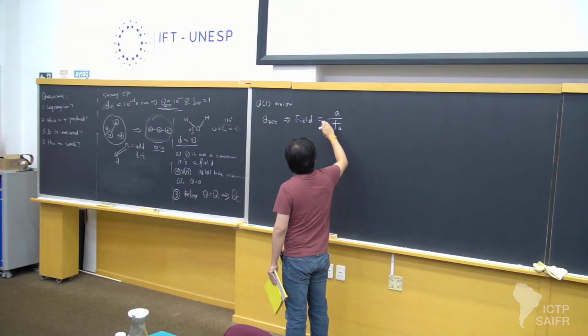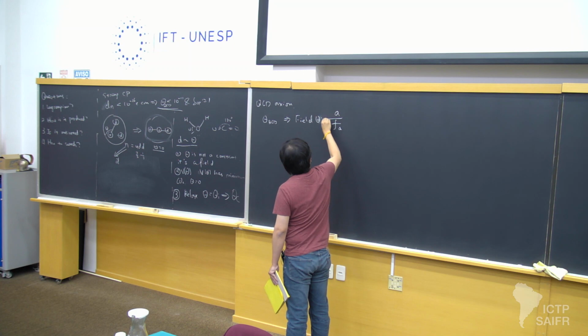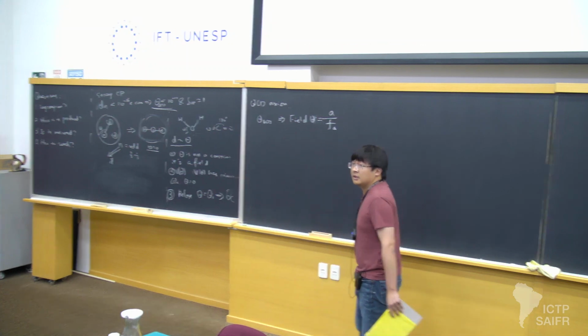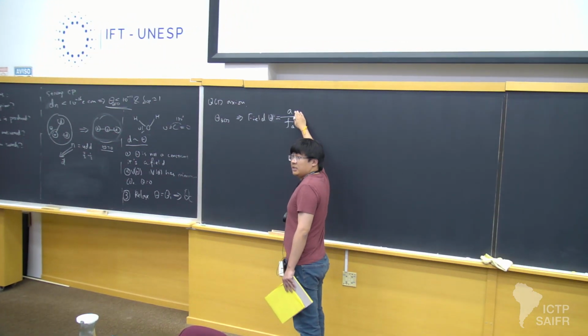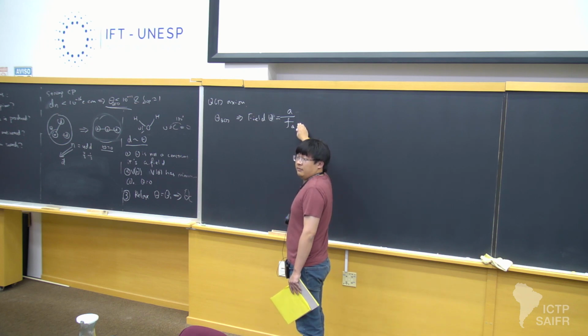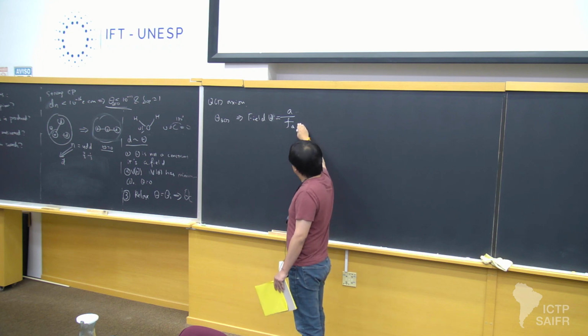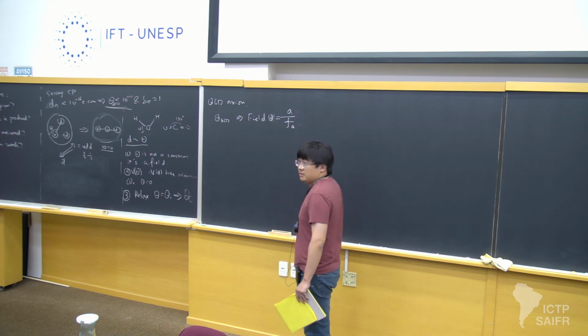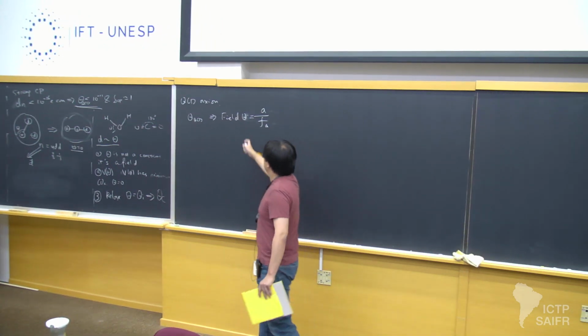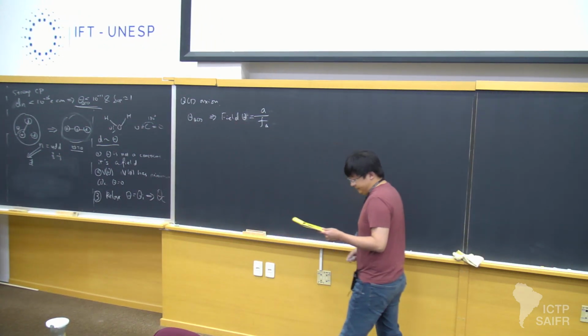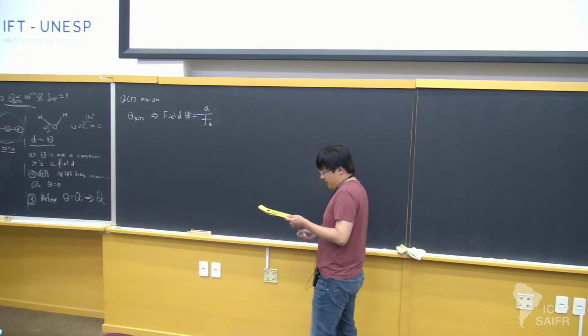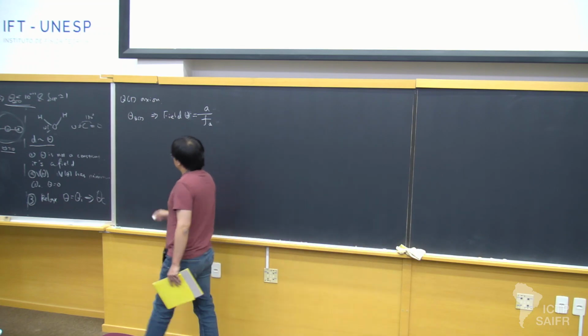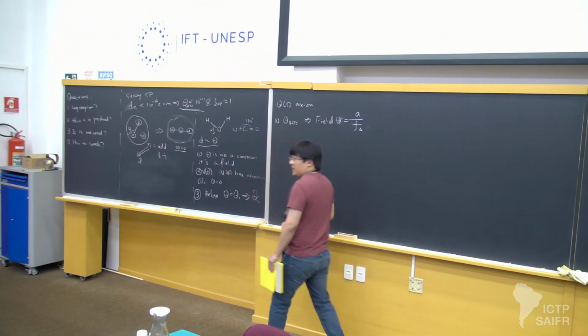Especially, I will be writing theta equals A over F. So this is the pseudo-scalar field. It's like a scalar field, so it has dimension 1. And then I need to introduce a scale, which is F_a, the axion decay constant, to balance the dimensions. Okay? Of course, any angle has dimension 0. So I did my first step.